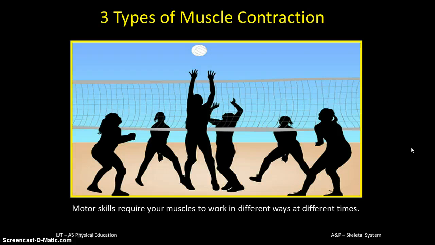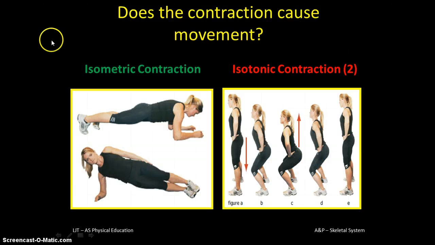And then finally, 3 types of muscle contraction. So when a muscle contracts, it can do slightly different things. A lot of muscle contraction that we use in sport will be the muscle shortening, but it actually doesn't just do those things. So let's have a look at those. The first question perhaps to ask is, does the contraction of this particular muscle bring about movement or not? And that will give us a clue as to what type of contraction is happening.